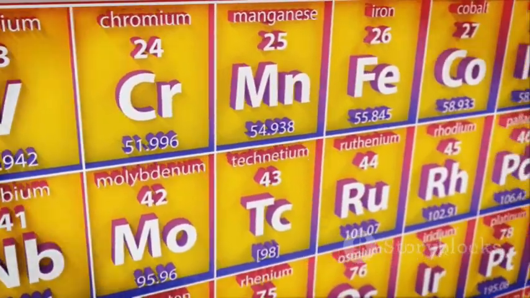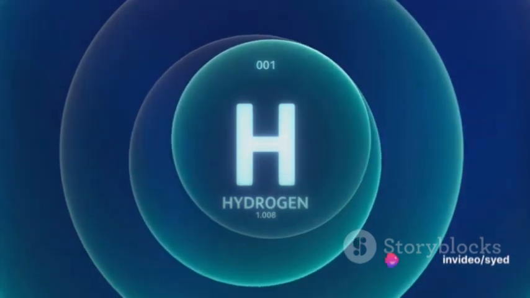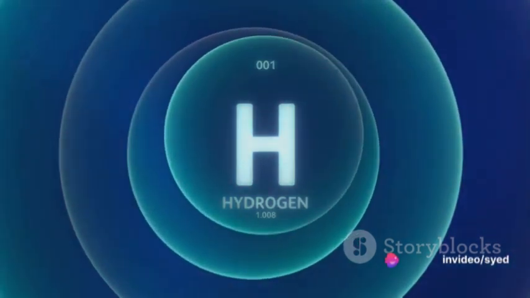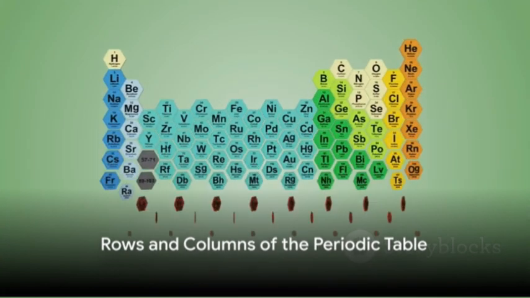the nucleus of an atom. The atomic number increases as you move across each row from left to right, starting with hydrogen, the lightest element with just one proton, and ending with oganesson, the heaviest with 118. Now, let's take a step back and look at the bigger picture.